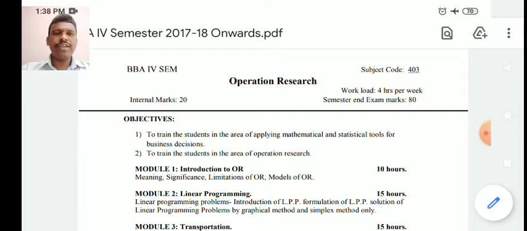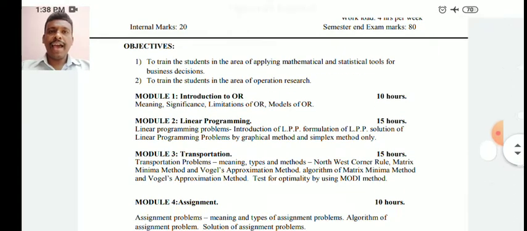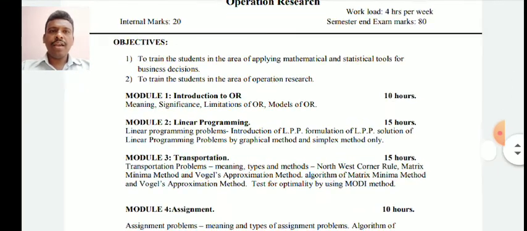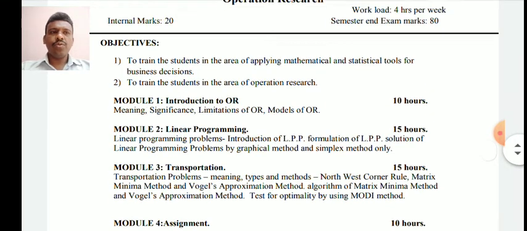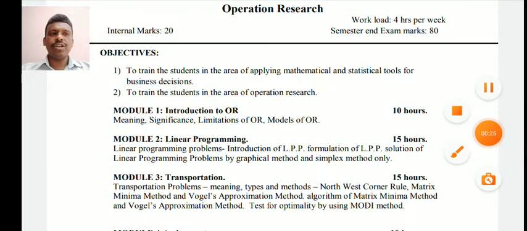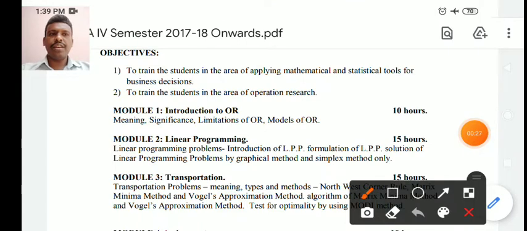Operations research is a numerical subject and it has been divided into five modules. It has problems mainly, and a few theory questions will be asked in your examination. So let us begin with an introduction to today's lecture. Today we are going to cover only the introduction to the syllabus.